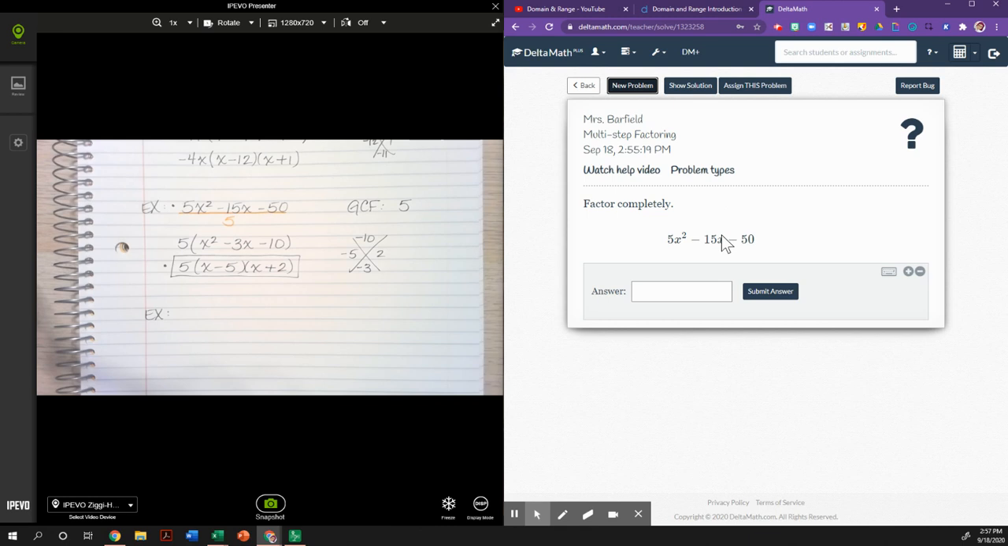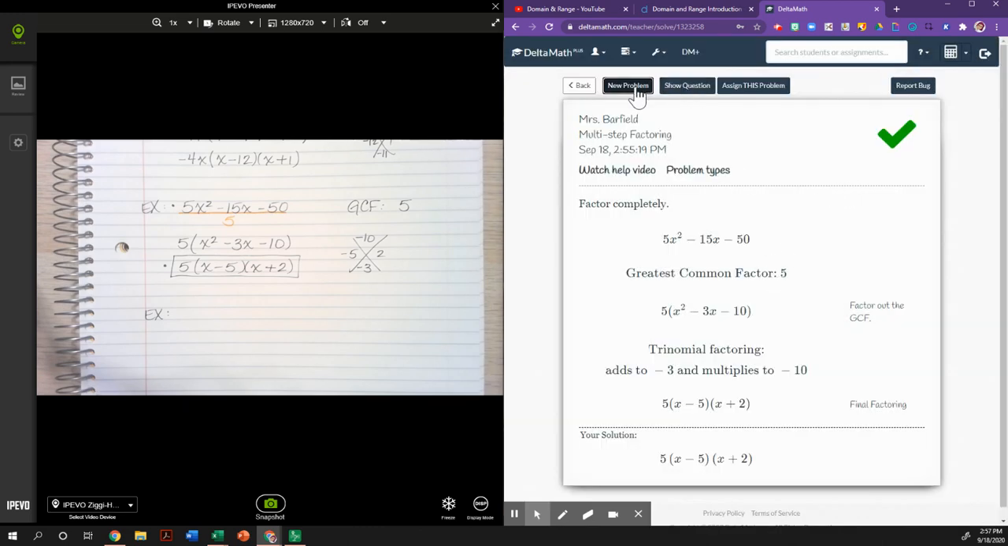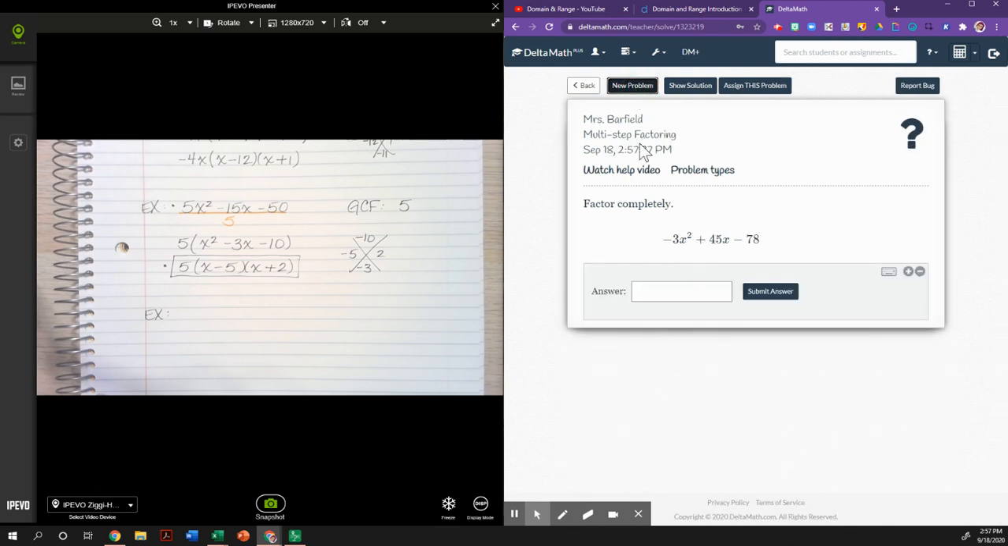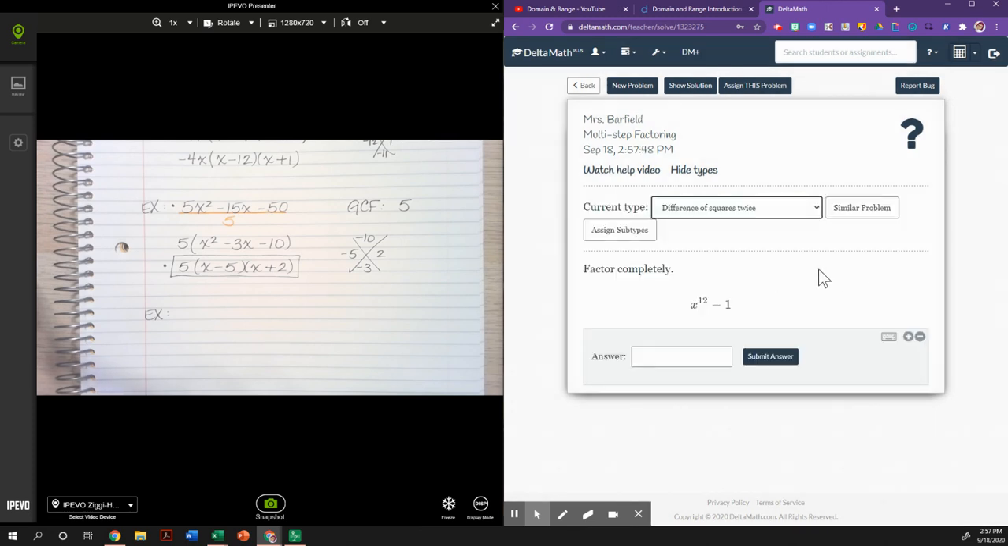All right, so if I type that in, 5 parentheses x minus 5, and then x plus 2, submit my answer, and there we go. Okay, all right, let me check these problem types. Okay, let's look at a difference of squares twice, okay?